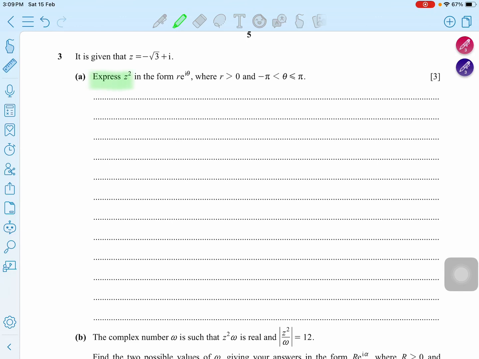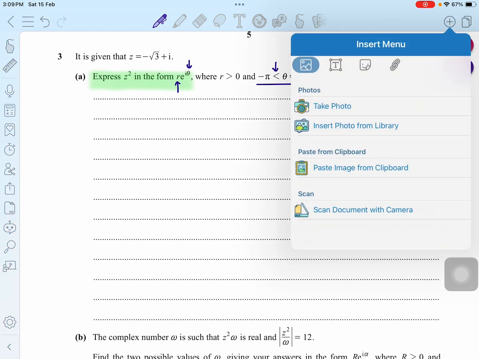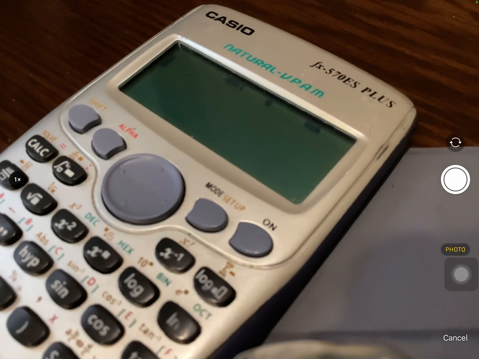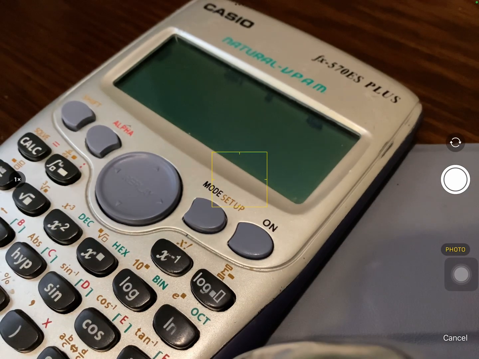We have to express the z square in this particular format where I need to find my r value and my theta value. You can see that the theta is bounded by 180 degree to negative 180, where the negative 180 is not included. So how do I quickly check my answer? In order to do this, you can just use your calculator.